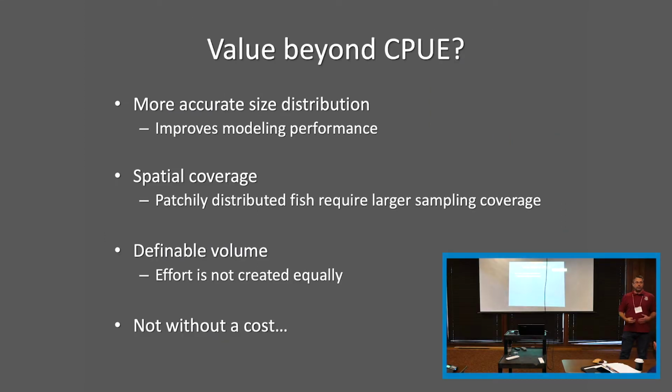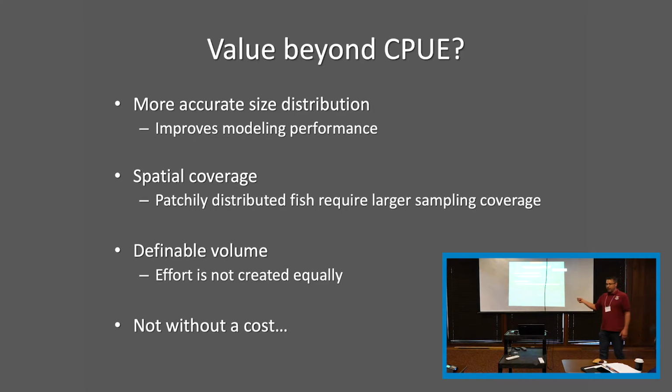So what's the value beyond just going out and using the gear that we all understand? We all know it has biases, but we are able to make relative comparisons across the system that we understand. So again, we're getting more accurate size distribution, which is going to improve our modeling performance for multiple reasons. As I said, we're getting better information about the size distribution where certain sizes are going to be contributing to reproduction, for instance. There's going to be certain sizes that are only vulnerable to fishing in a size biased or size selective fishery. So all that information is going to help improve the performance of our model.